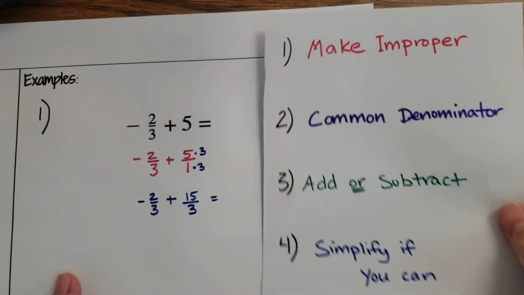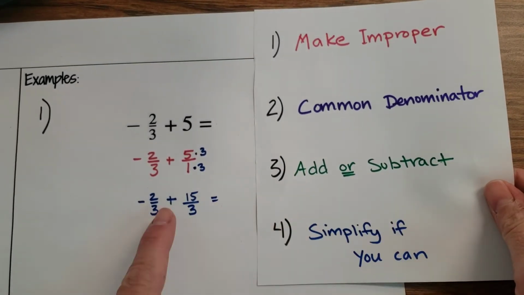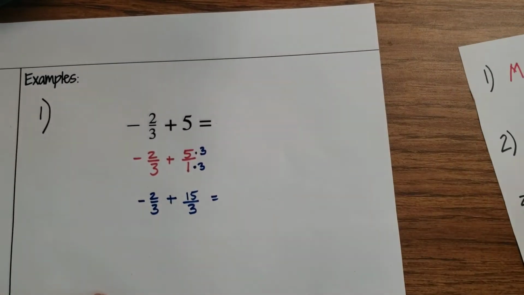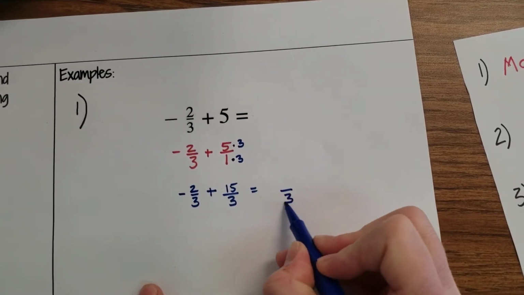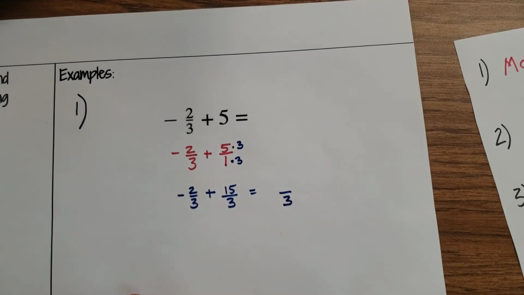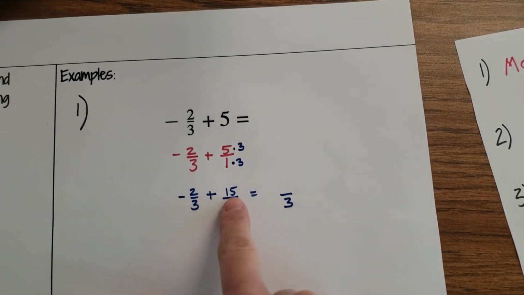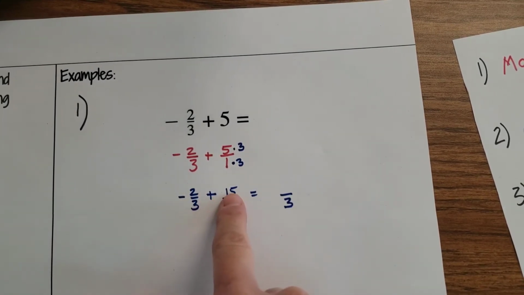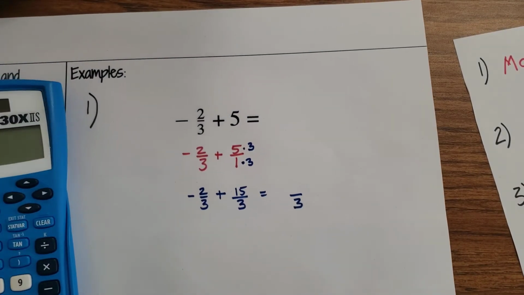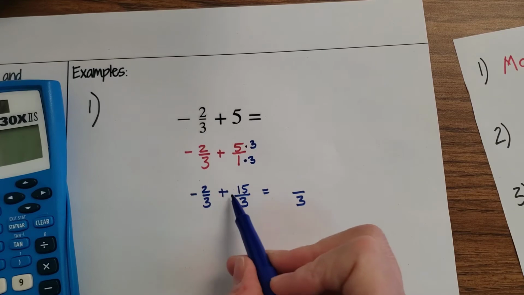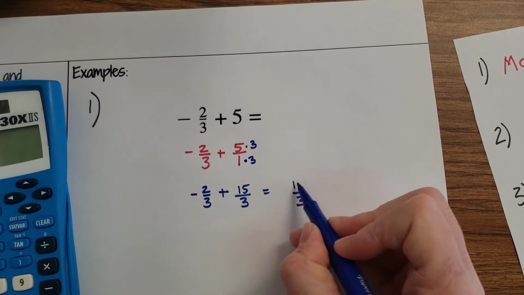Our next step is just to add or subtract. In this case, we're adding, so we're just going to add the numerators. Remember, the denominators are thirds, so they're going to remain thirds. Now, the difference between this problem and what we did the other day is that now we're going to see some negatives. So we have negative 2 plus 15. You can use a calculator if you want to, or you can also use the number line. So negative 2 plus 15 would be positive 13.